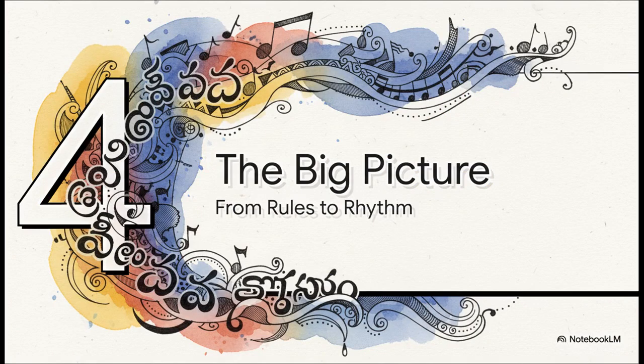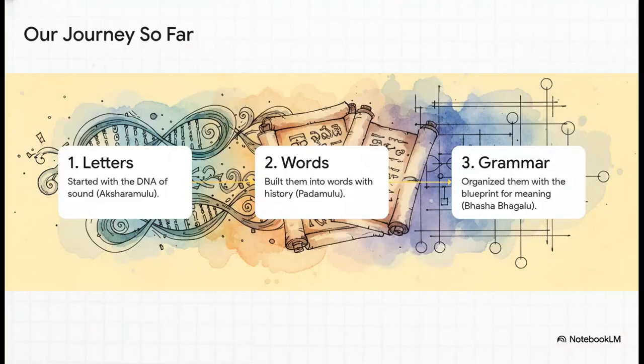Wow, okay, so we've gone all the way from the tiniest little sounds to these super detailed ways of classifying words. So now let's zoom out. Let's step back and look at the big picture and see how all these rules come together to create the living rhythm of the language. So let's recap our journey, right? We started with the letters, the very DNA of sound. Then we built those into words, each with its own story. And finally, we organized those words with grammar, the blueprint that gives it all meaning.